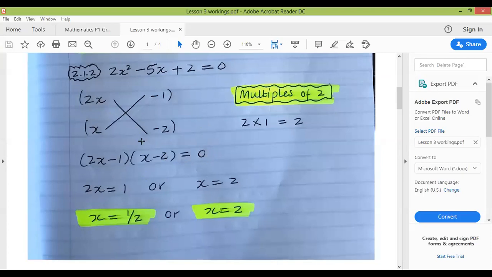You must transpose 1 to the other side of 0. Or x will be equals to 2. When you transpose negative 2 to the other side, the sign will change. Therefore, it will be positive 2. Here, we transposed 1 to the other side. The sign changed to a positive 1.